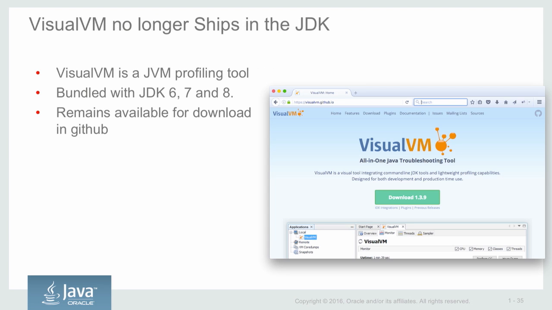Here's another one, another tool that no longer ships with the JDK: VisualVM. It's a profiling tool, was bundled with 6, 7, and 8, and it remains available for downloading on GitHub. So if you were using this tool, by all means, try some of the other tools, but if you like this one better, there it is on GitHub, go for it.